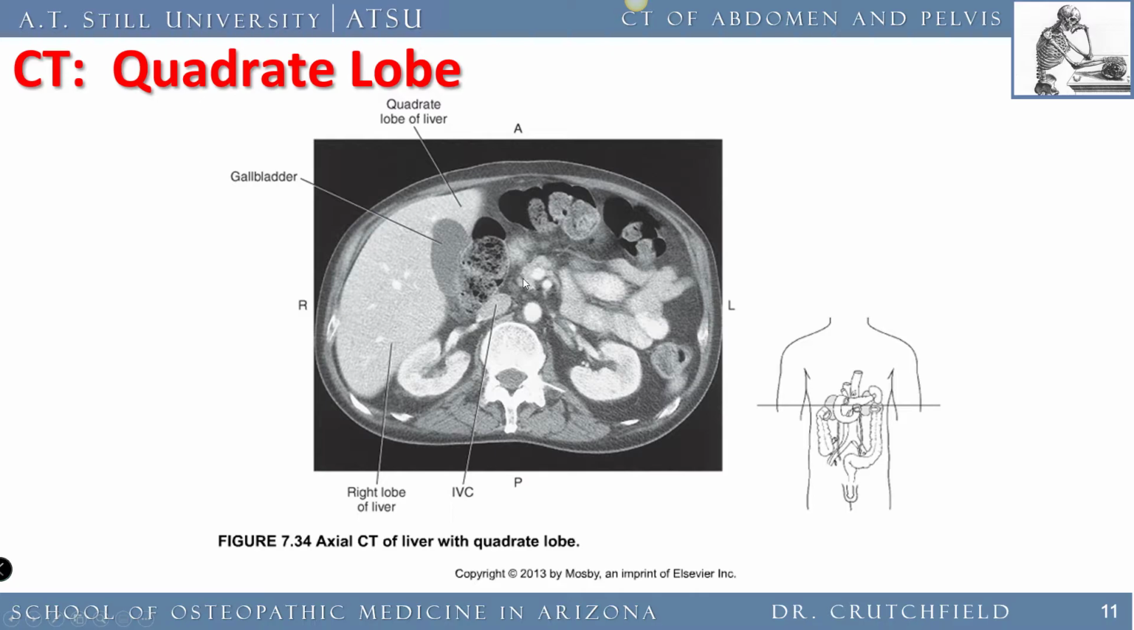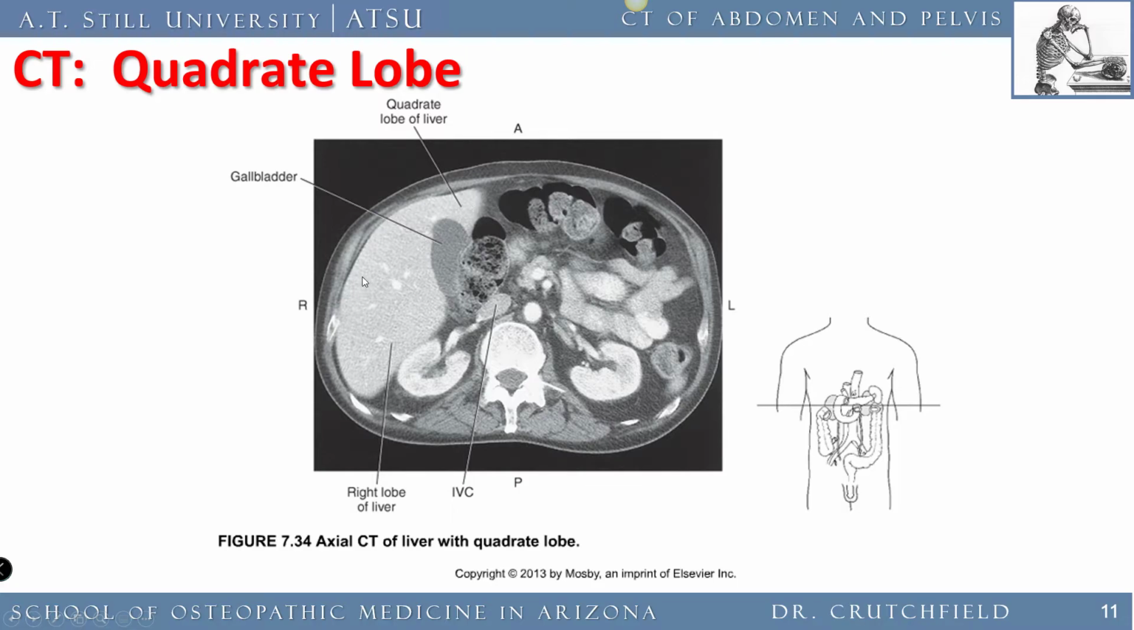And that little dot right there is the common bile duct. Believe it or not, that little thing right there pays a lot more bills for a lot of people than what you'd imagine. So we have the quadrate lobe of the liver adjacent up here to the gallbladder.